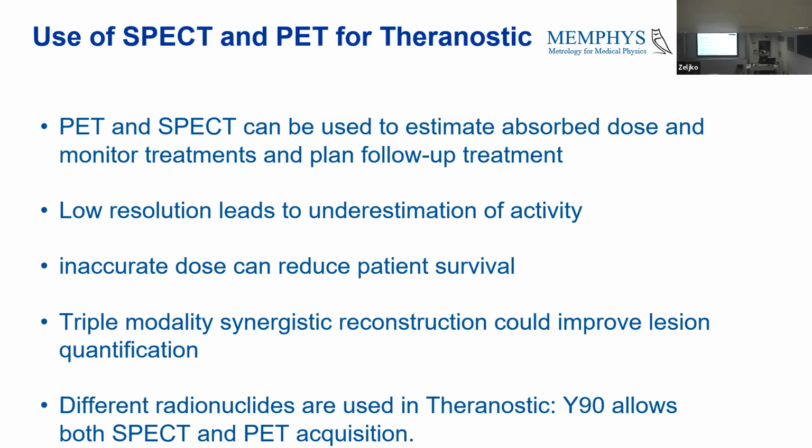There is a different selection of theranostic radionuclides. However, I focus on Y90 for different reasons. The first is that you can potentially acquire both PET and SPECT data in parallel. It is clinically commissioned by the NHS routinely. And also it was fairly easy for us to acquire data at the National Physical Laboratory with the Mediso scanner.